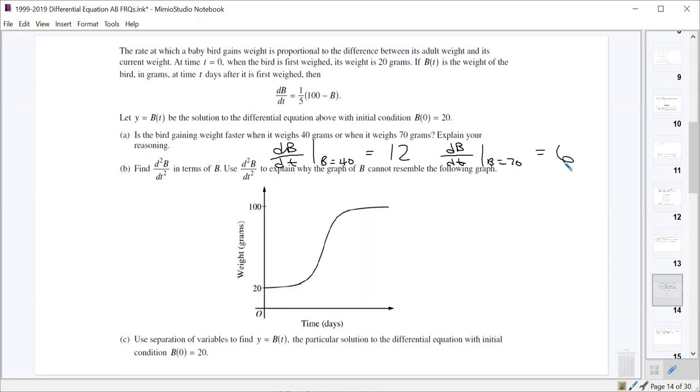So you'd say faster when it weighs 40. And you'd give an explanation. You'd say because the rate of change at 40 is 12 and the rate of change at 70 is 6. And 12 is more than 6. Okay. Easy enough, yeah.